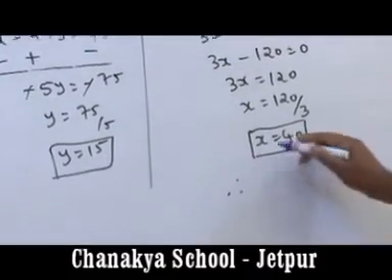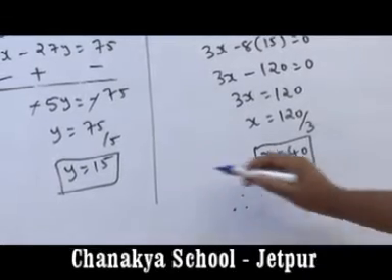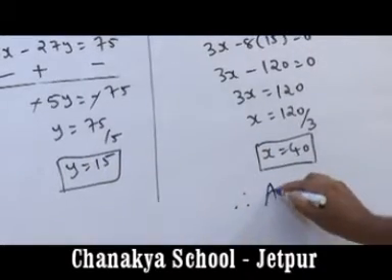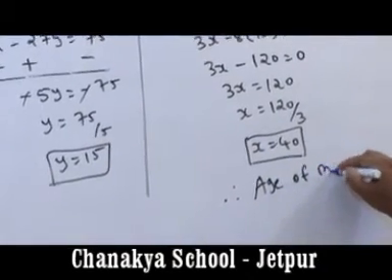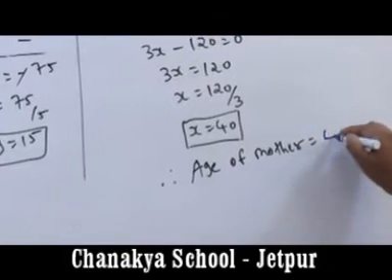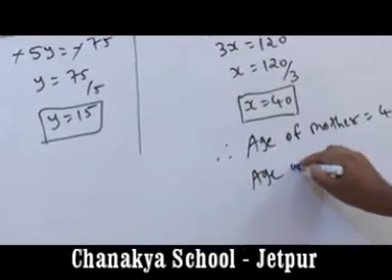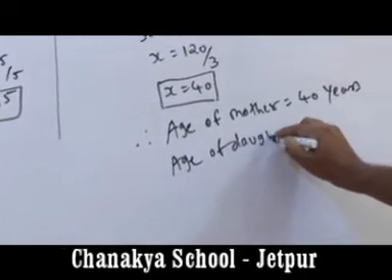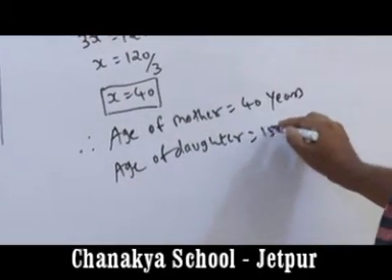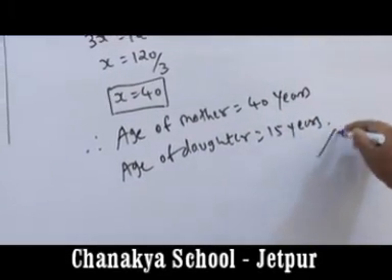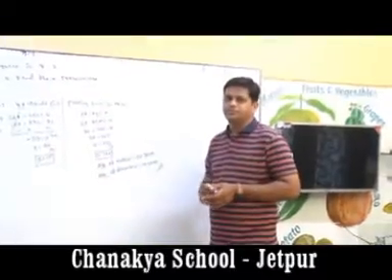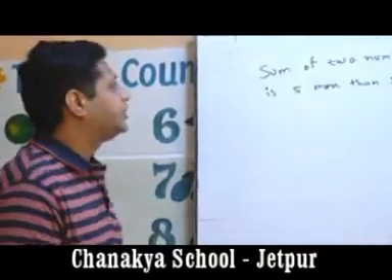Therefore, x is the age of mother and y is the age of daughter. Therefore, age of mother equal to 40 years. Age of daughter equal to 15 years. Students, here we have completed. Okay students, moving to next method.